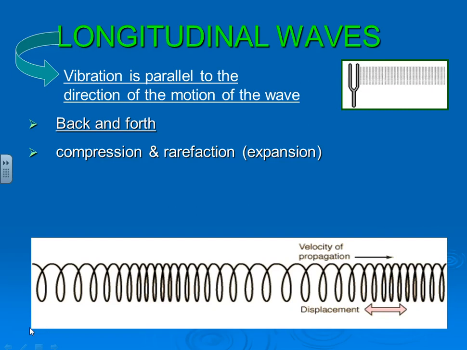Hopefully you've identified 2 of your vocab words, compression and rarefaction. Compression meaning pushing together. Rarefaction meaning pulling apart. So with a longitudinal wave, there's this constant compression and rarefaction. Hopefully you've had an opportunity to hypothesize some longitudinal waves. Let's see if your hypotheses are correct.